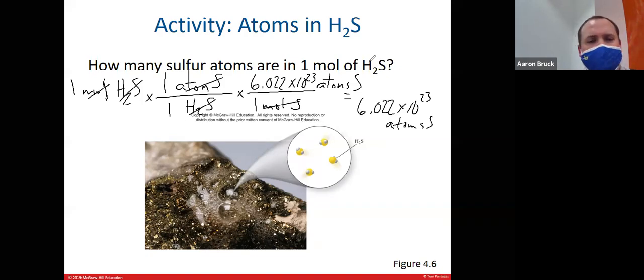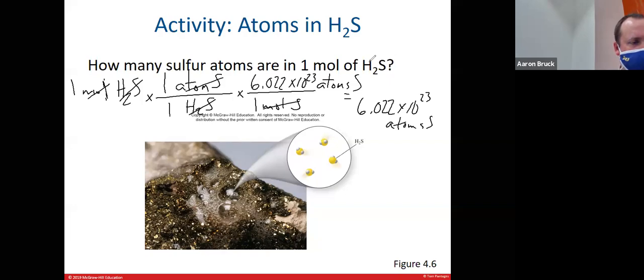Go ahead. In terms of labeling that as atoms of S. Yes, so that's just a labeling thing. If I was asked for atoms of hydrogen, I would just put Avogadro's number atoms of hydrogen. It's more of a stylistic thing than anything. It's just a way of helping me make sure that I'm labeling and I'm finding the right thing.